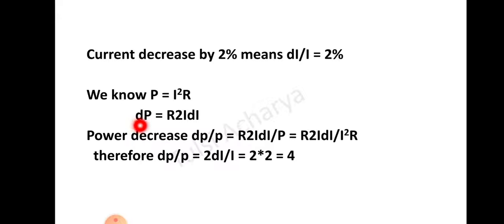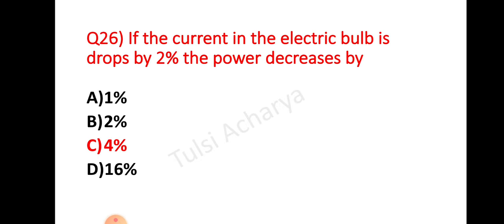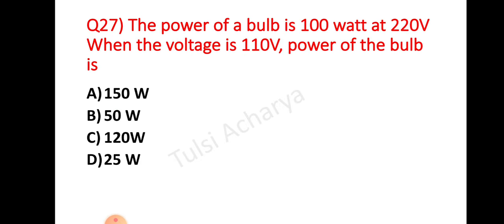Now let us divide this relation by P. dP by P will give us R times 2I dI by P, and this P can be written as I square R. Now see, this I and this I will cancel, this R and this R will cancel. We get dP by P is equal to 2 times dI by I. Our dI by I is 2, and 2 times 2 will be 4. So if current is reduced by 2%, power will be reduced by 4%. Option choice C.